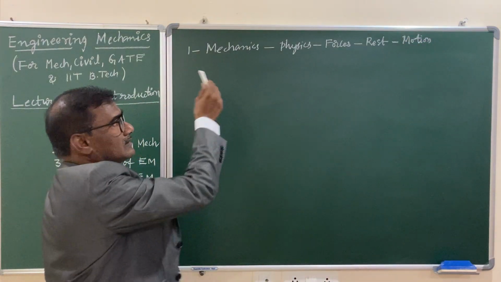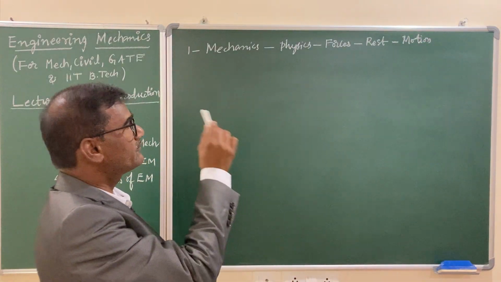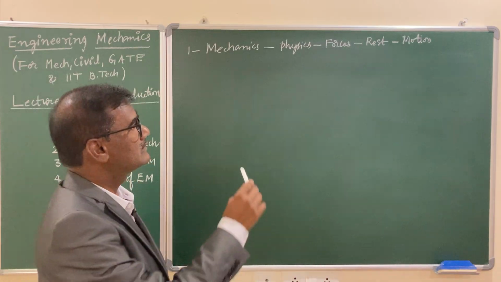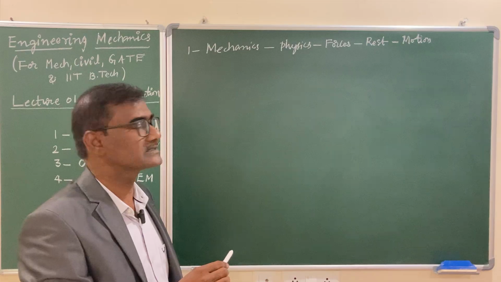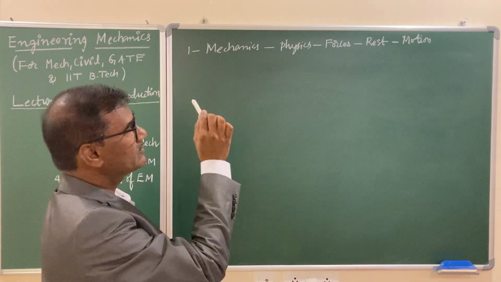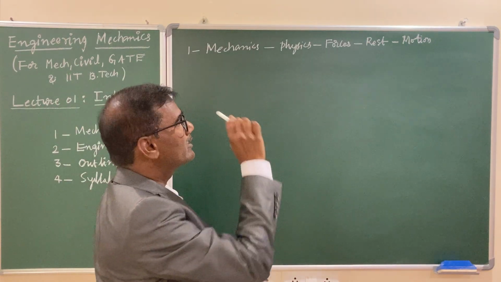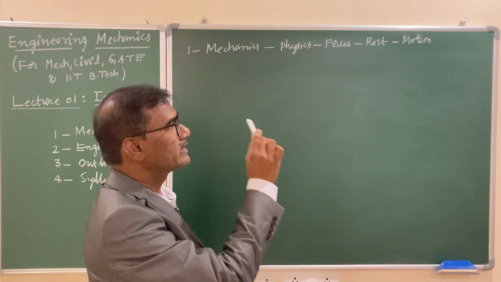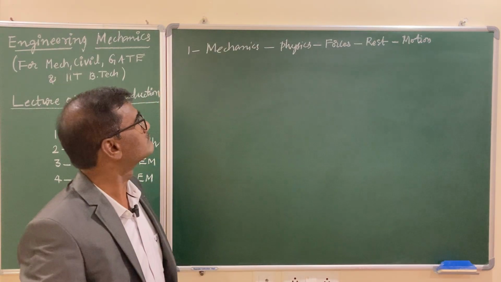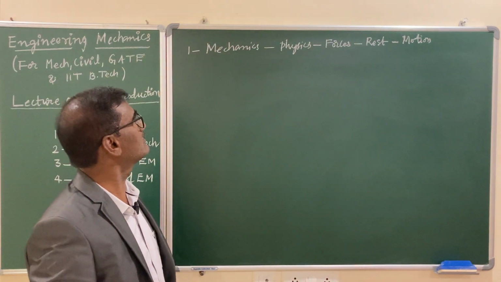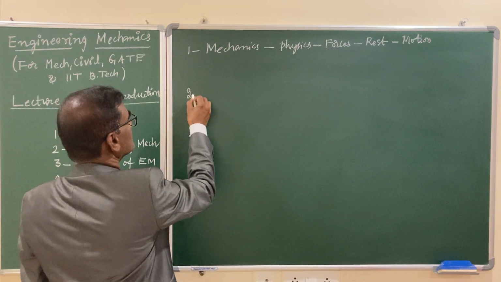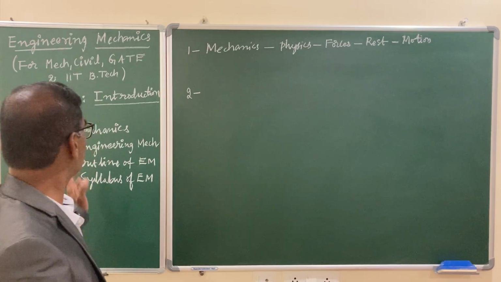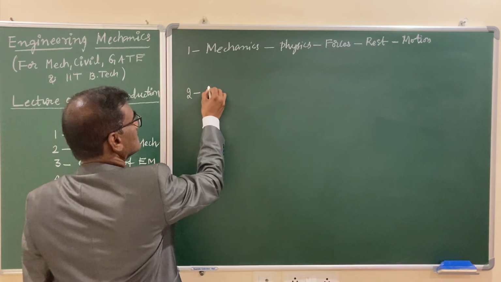Here, mechanics is the branch of physics in which we are going to do rigorous analysis of the forces, and the effect of the forces may be the body at rest or the body may be in motion. This is the definition of mechanics. Now let us look at the second definition, that is engineering mechanics.